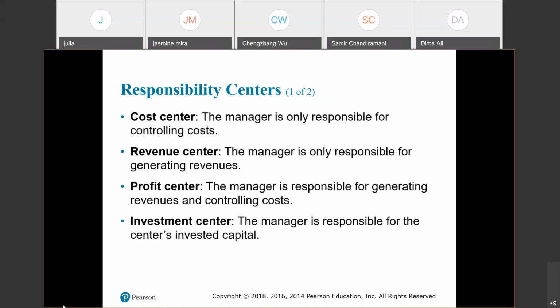The manager of a cost center is not responsible for generating revenues because the manager is not involved in selling the product. The manager of a cost center is only responsible for controlling the cost. The plant manager evaluates the foreman at the cost center on his or her ability to control the cost by comparing actual cost to budgeted cost. And also, the responsibility reports for the cost center include only cost.